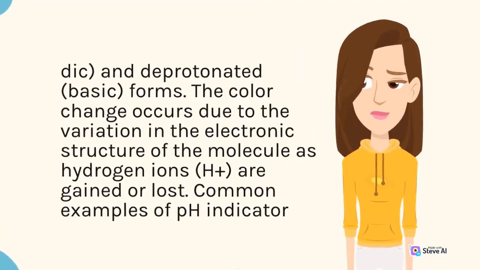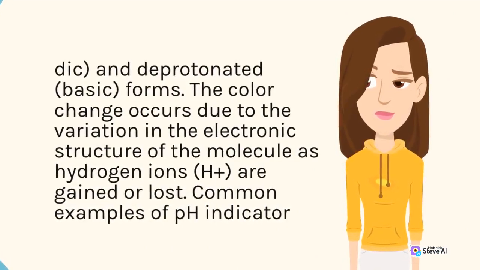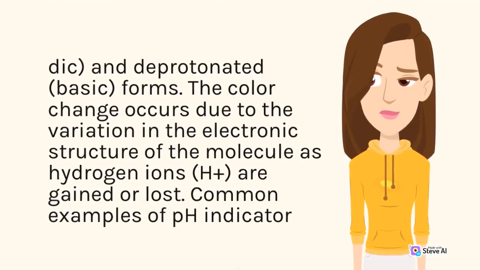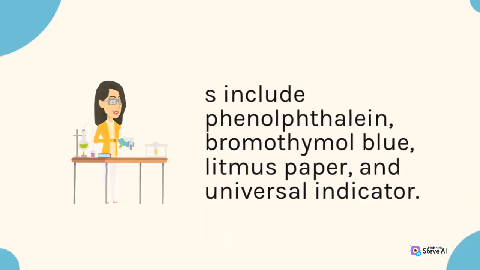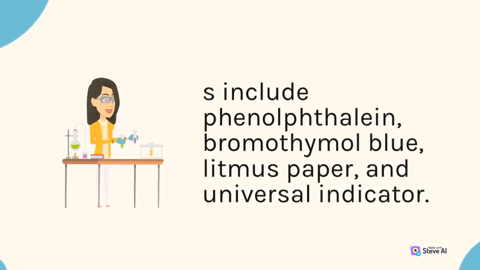The color change occurs due to the variation in the electronic structure of the molecule as hydrogen ions, H+, are gained or lost. Common examples of pH indicators include phenolphthalein, bromothymol blue, litmus paper, and universal indicator.